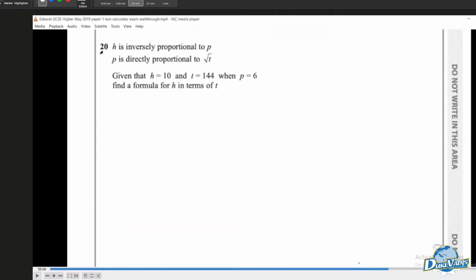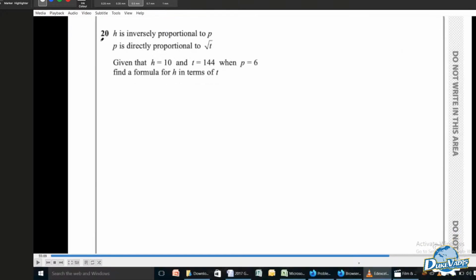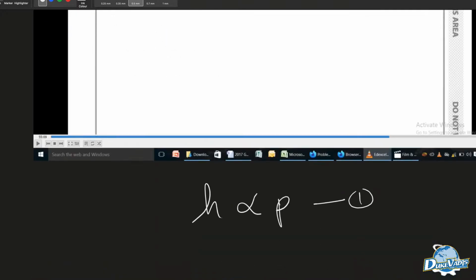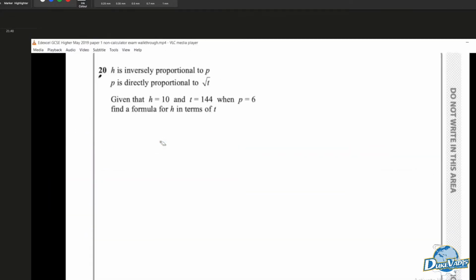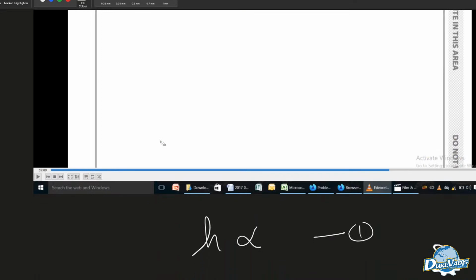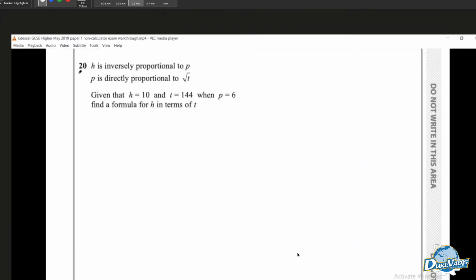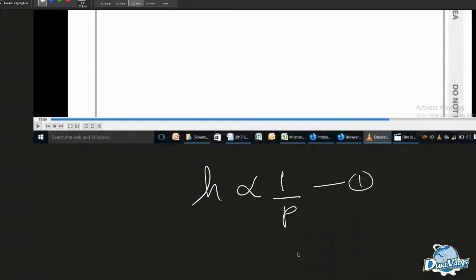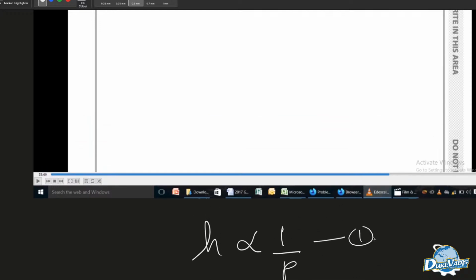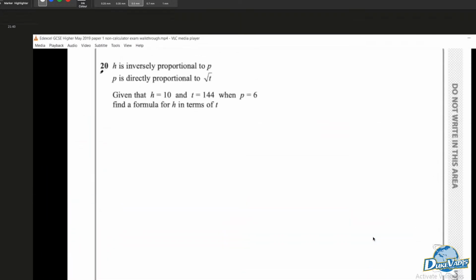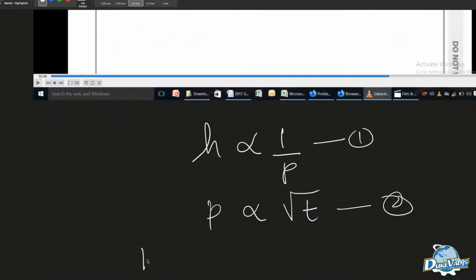Let's look at it very well. It says h is inversely proportional to p. So that means h is proportional to 1 over p. So that's one expression. And p is directly proportional to the square root of t. Okay, so this is equation 2. So we are able to identify our equations. Okay, but we have been given certain values. Let's say h is 10.